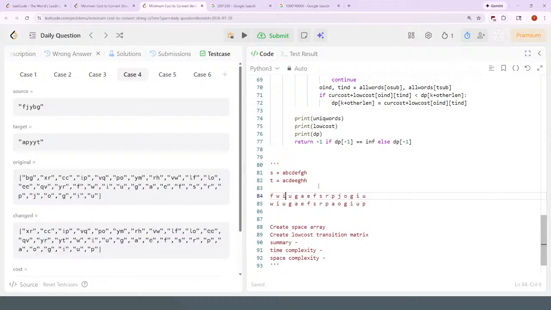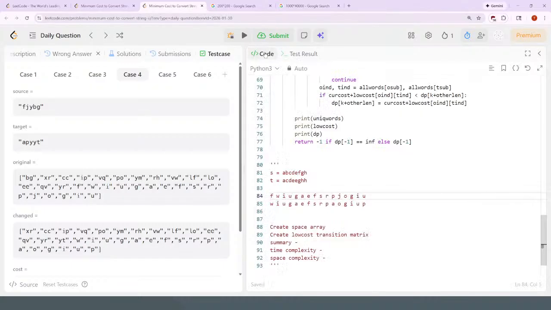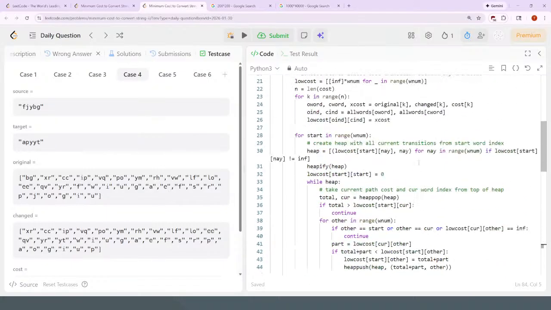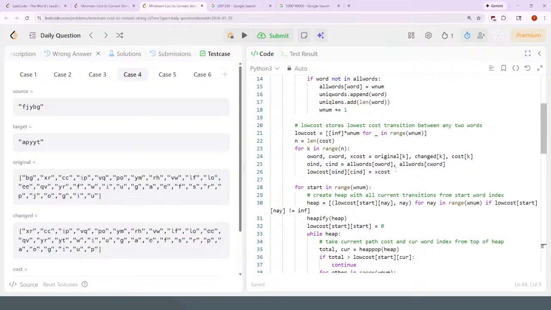Oh, was there? Yeah, there's I to U multiple times. I see. Yeah, there was that one thing that I fixed on the previous example, but I didn't really check here, which is the fact that there could be multiple same transitions.